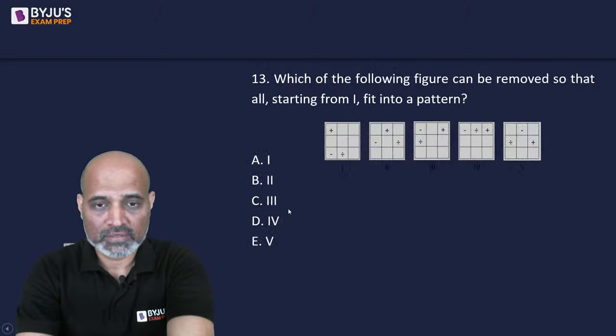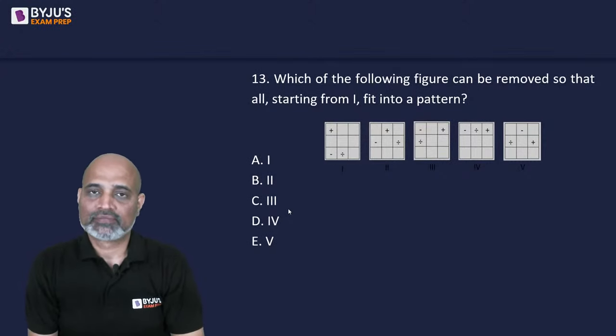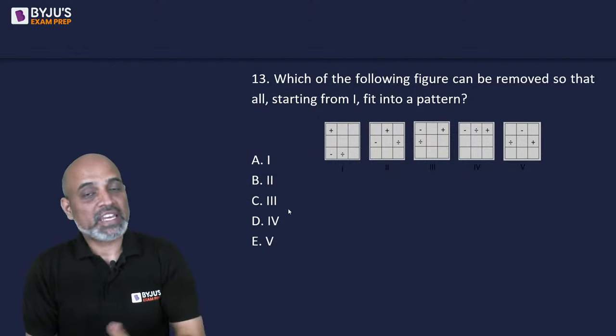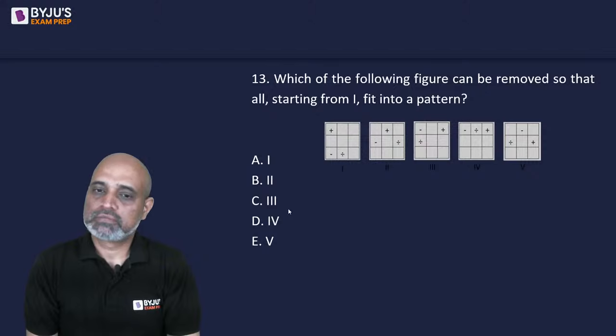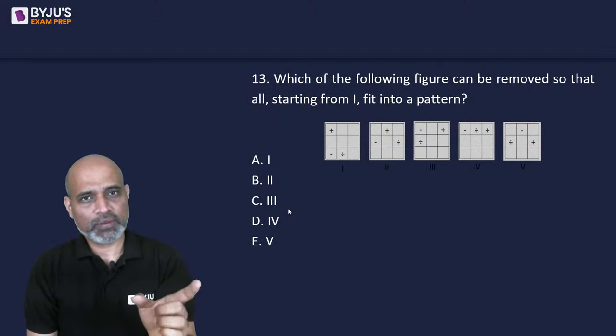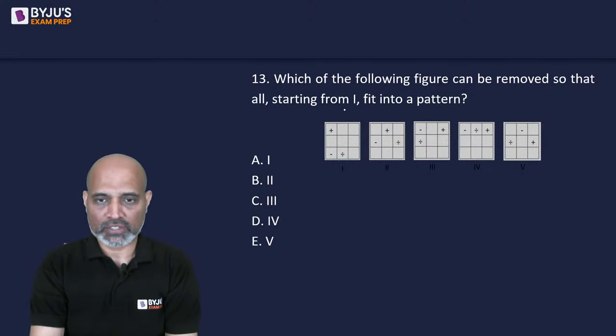C is the answer. Okay, I'll go back to question number 2. Which of the following figures can be removed so that the remaining figures fall in a pattern? So there are 5 figures, right? Which one should we remove so that the remaining four form a pattern? So this is figure number 1, 2, 3, figure number 4 and figure number 5.